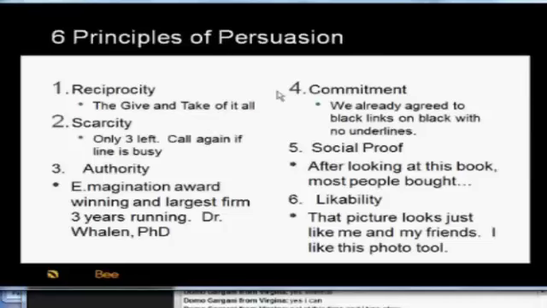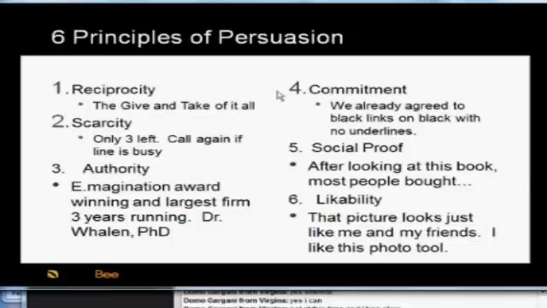Authority, and there's a website called Imagination, and they have some really good information for internet marketers and people doing marketing, but they are one of the largest firms the last 3 years, and they're run by Dr. Whalen. That sort of gives you an idea that this person has some credibility. They have authority because they have been recognized by the industry.